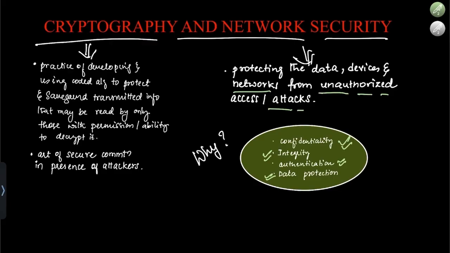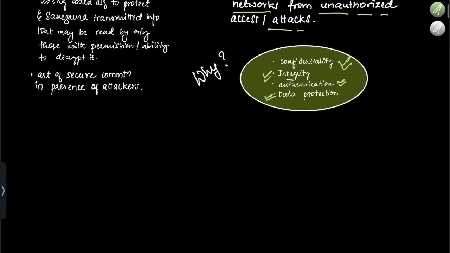So the first point is confidentiality, that is to make sure that the data is accessible only to those who have permission. Next we have integrity. Integrity means it prevents unauthorized modification of data, and only those who have permission can modify it. Then we have authentication, that is to verify the identity of the user or the system which is trying to access the data. Then we have data protection being one of the very important key concepts. So this was about why do we need cryptography. Now we'll see where all cryptography is used.